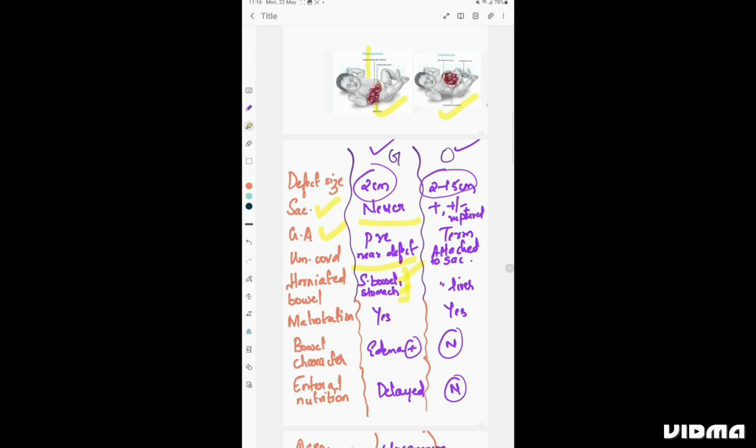Next is bowel character. See, I told you there is no layer covering the herniated bowel loops, so it has more chance of getting infected, and because of that there could be edema. Okay, here in Omphalocele, the herniated contents are safe inside the big bag, I would call it, that is the peritoneal layer. So the bowel is normal here. Okay, it looks normal. Next is enteral nutrition. Here it is delayed in gastroschisis, and in Omphalocele it is normal.